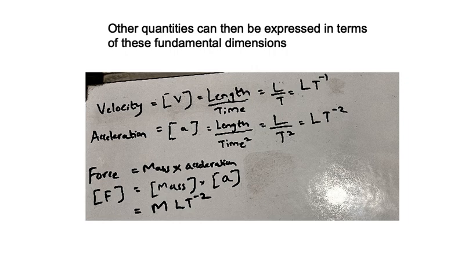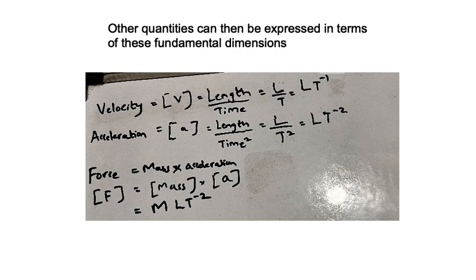So here the dimension of velocity v is length over time, which is L over t, or L t to the power minus 1. Now let's look at acceleration. Acceleration is generally the change in velocity over time. So that has a dimension of length over time square, that is L over t square, or L t to the power minus 2.